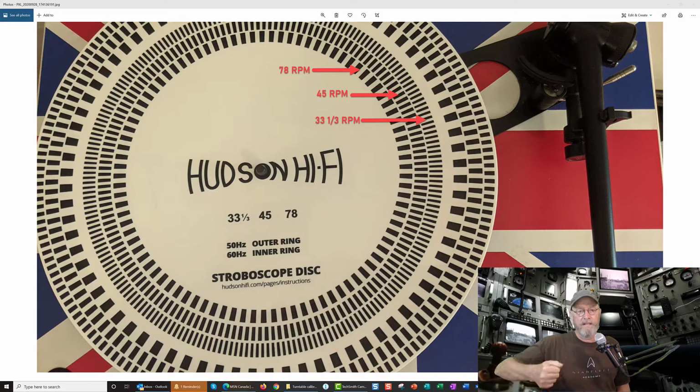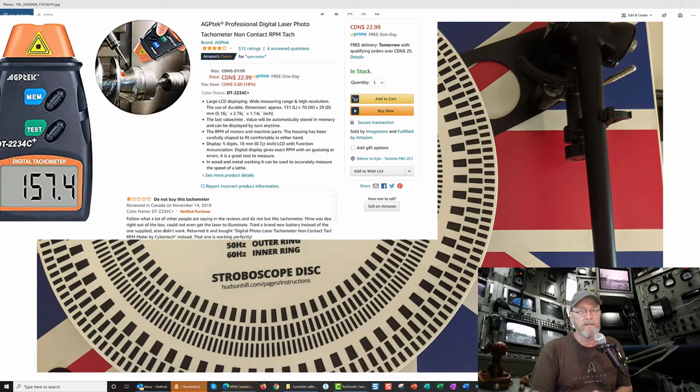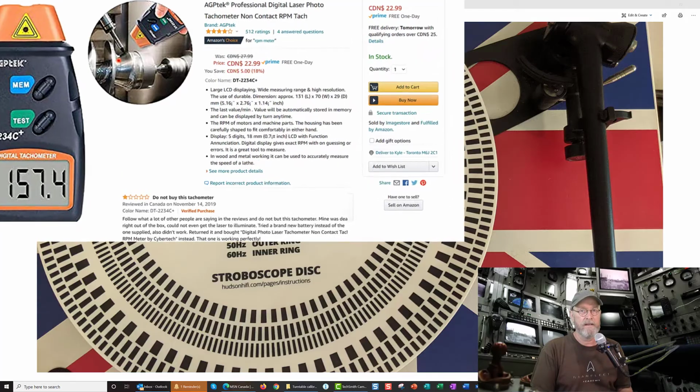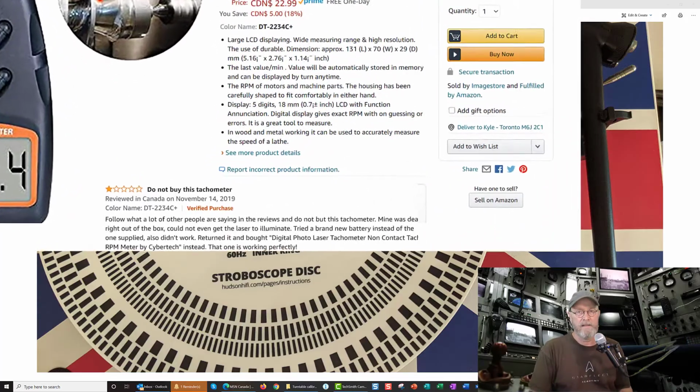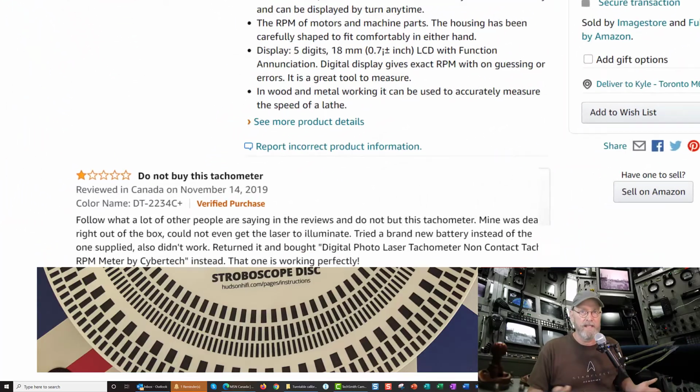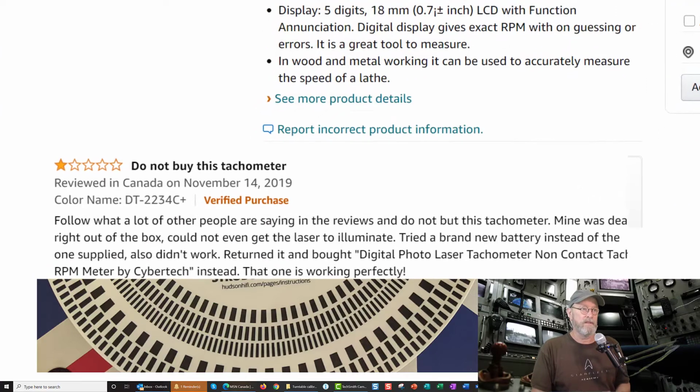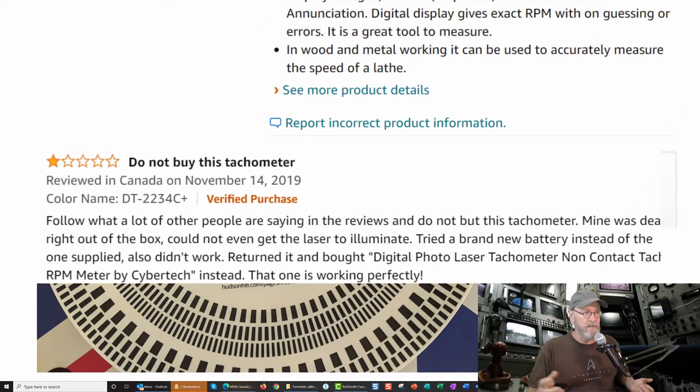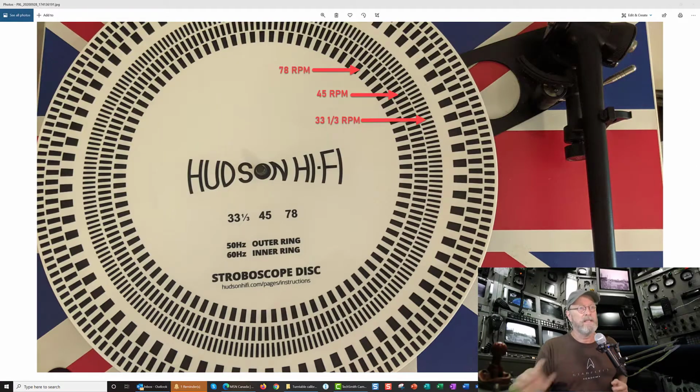Now you can buy some of these RPM meters on Amazon for $30, $40, and I see a lot of people using them, but I also see in the comments that they're kind of all over the map in the $30, $40, $60 range. So there's an old way of doing it. It's called a stroboscope disc, which is what you see here.